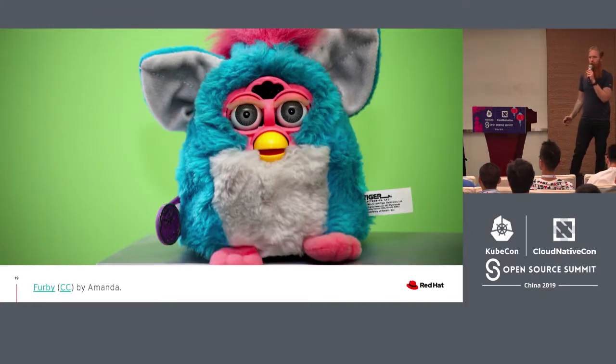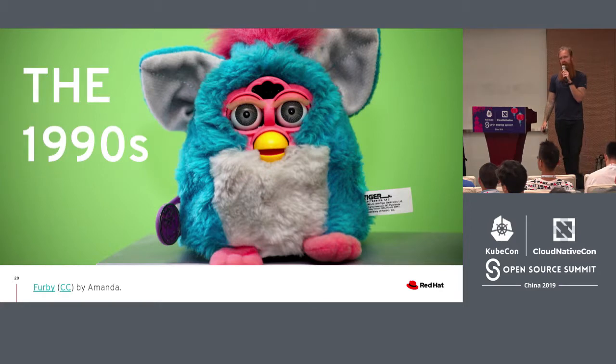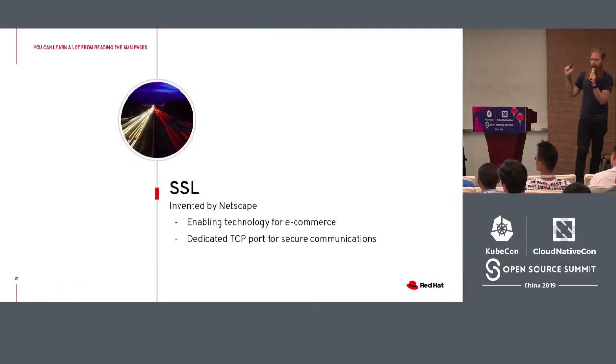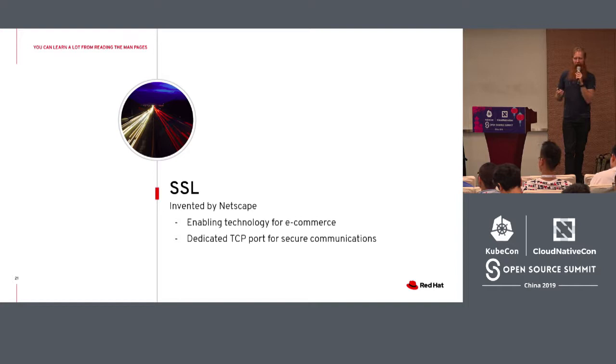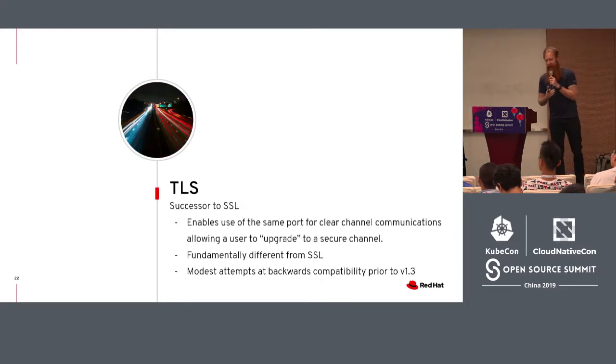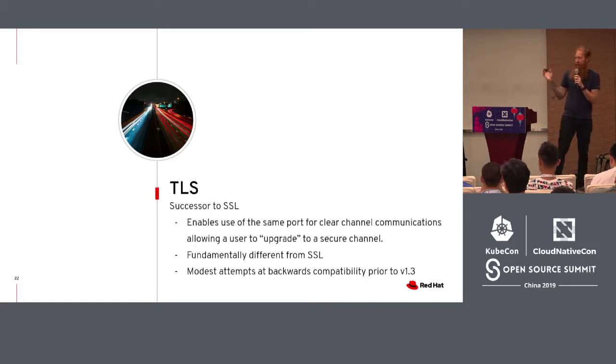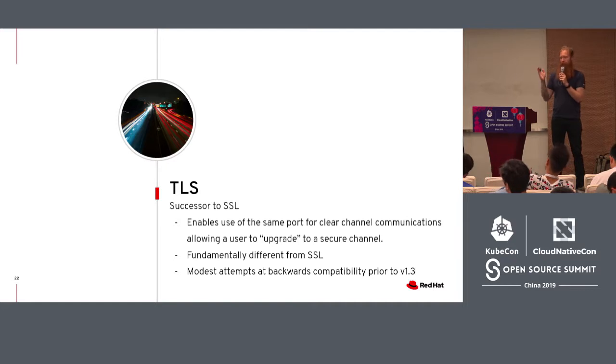Specifically, we're going to go back to the 1990s, a more simple time before encryption on the World Wide Web. In the 1990s, Netscape brought us SSL, secure socket layers. The intention was actually just to make consumers comfortable with using their credit card on the internet. Then, after that, we end up with TLS. The successor to SSL was TLS, or transport layer security. TLS made modest attempts at being backwards compatible prior to TLS version 1.3. It was fundamentally different technology.